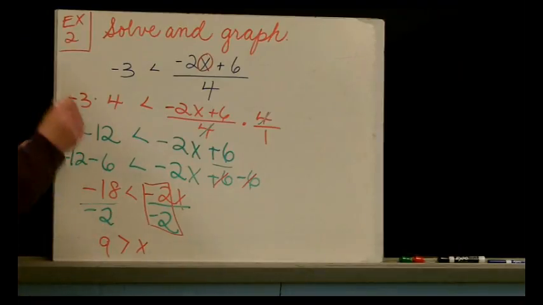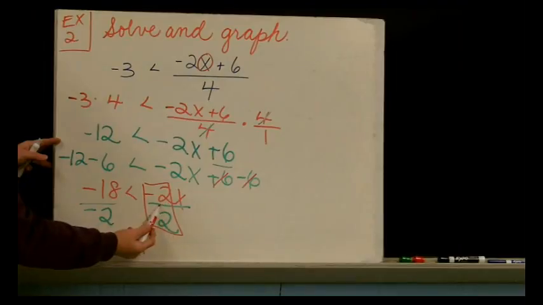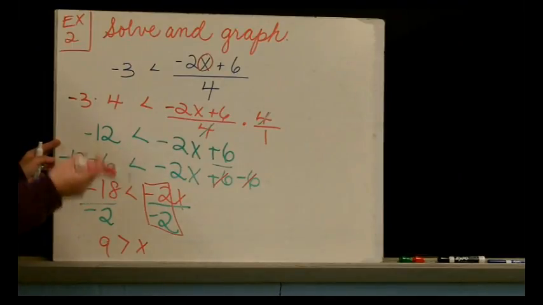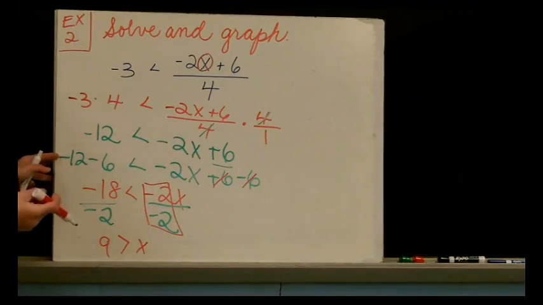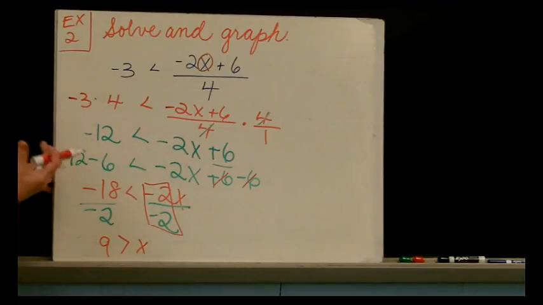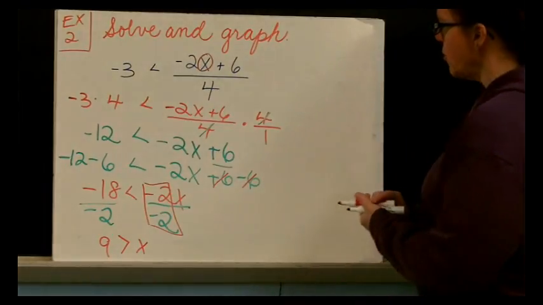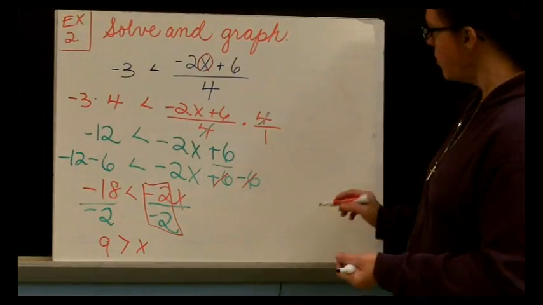I'll repeat that. From the last lesson we learned, see over here we have the x being multiplied by a -2. The rule is that when you have to divide by a negative number in order to get the x isolated, you have to take your inequality symbol and flip it. You have to reverse it. And so now we are going to graph our solution.